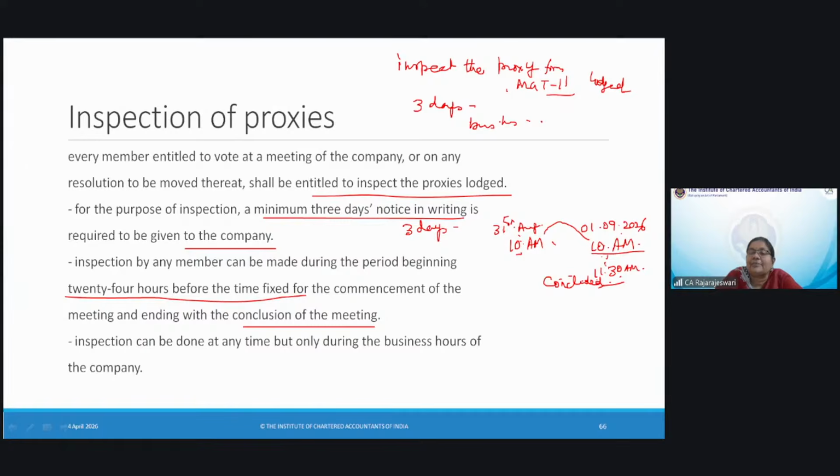Suppose he is going to start the inspection on 31st August, 3 days before he should give the notice to the company that he wants to inspect the proxies. Generally, what they do is they will come before the meeting. The meeting is going to be started at 10 a.m. In practical instances, they will not come on the previous day or the next day. Practically, they will come at 9 o'clock or 8 a.m. in the morning and they will start inspecting the proxies at the meeting. So this is how it is being done for inspection of proxies.